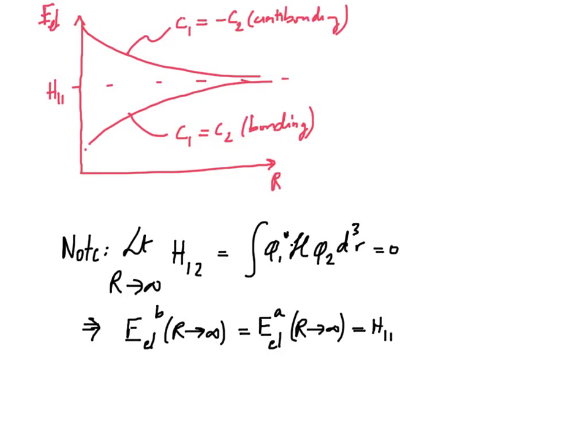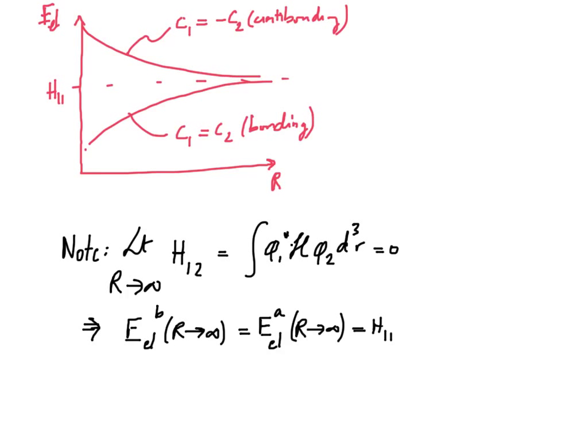For that solution, our E_EL is going to start from a value that is lower than H11 and then approach the value H11 for very large values of R. Conversely, the anti-bonding solution is going to start from a higher value compared to H11, and then it's going to approach H11 as you go to large values of R.